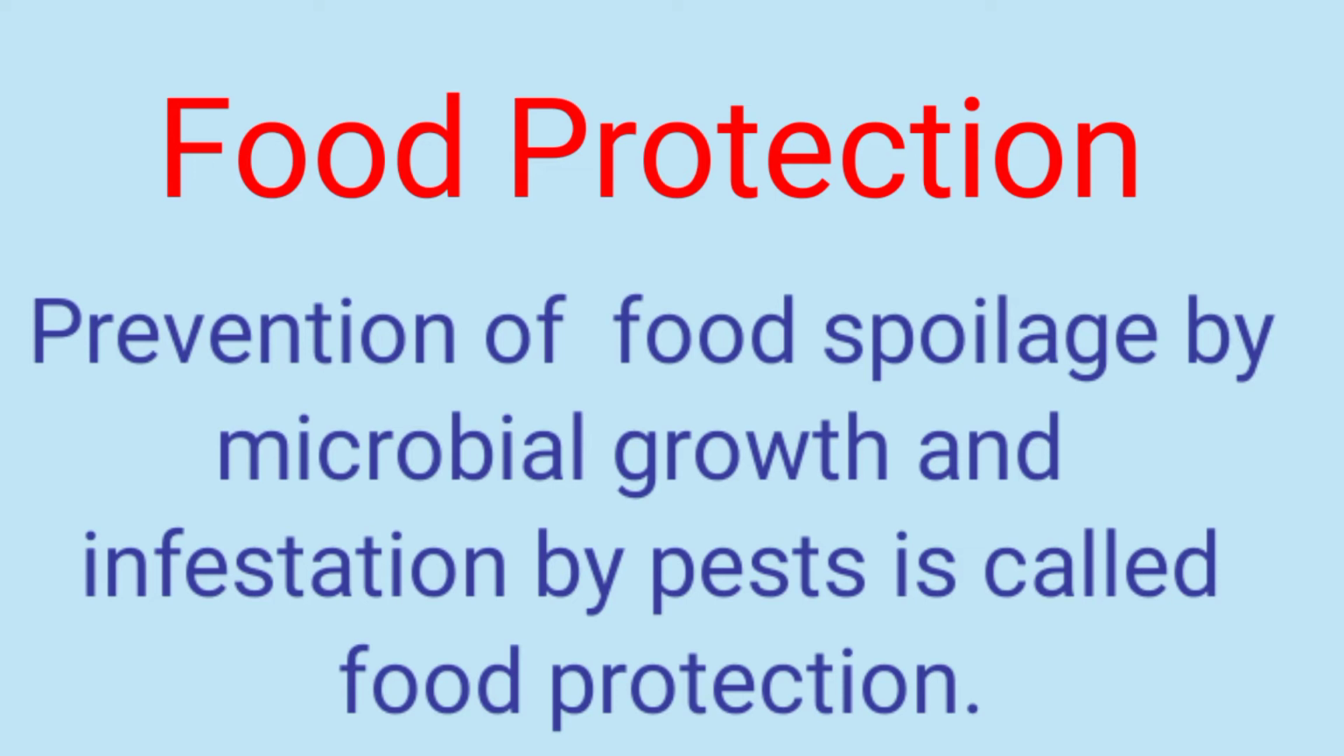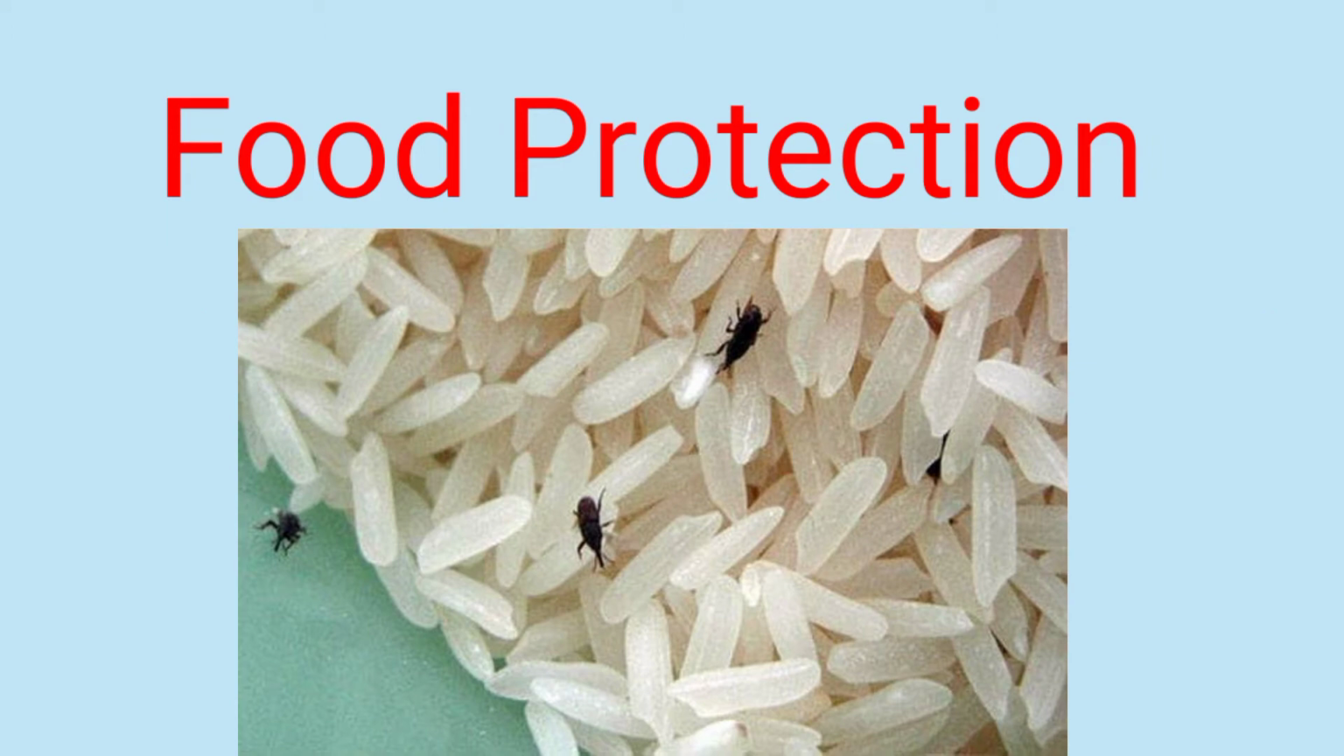What is the definition of food protection? Prevention of food spoilage by microbial growth and infestation by pests is called food protection. So we have to protect the food from microbial growth. Microbes are very microscopic living organisms like bacteria. So we have to protect from the microbes, and also from pests.